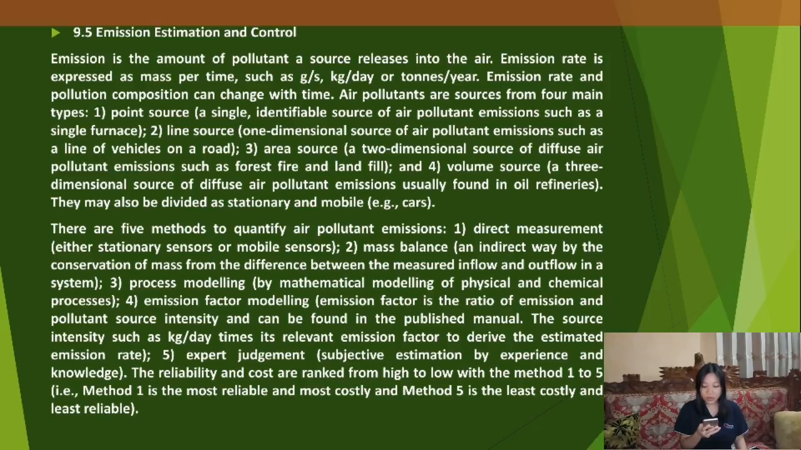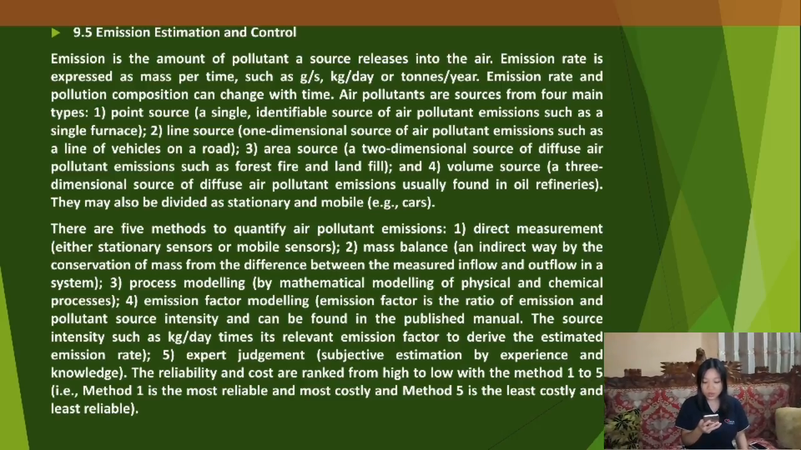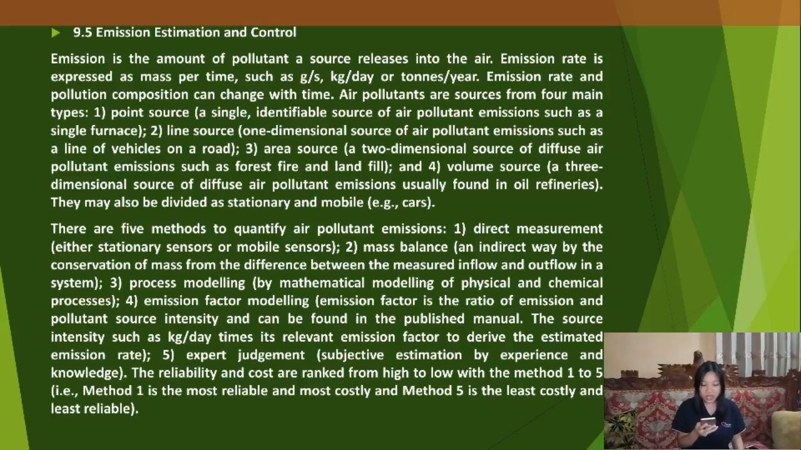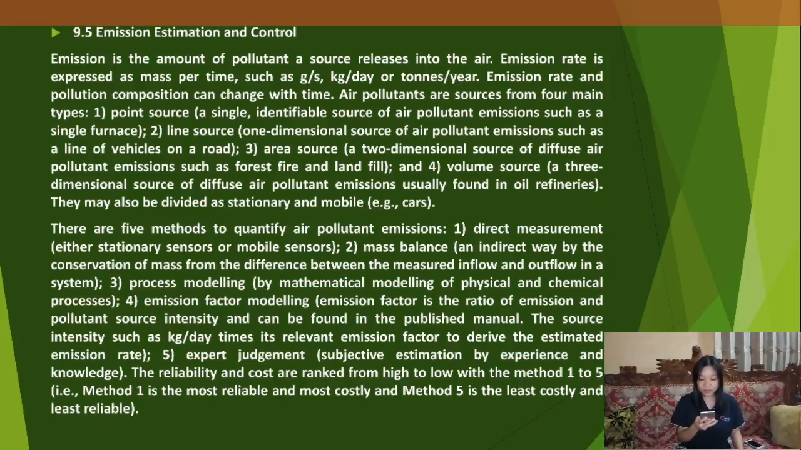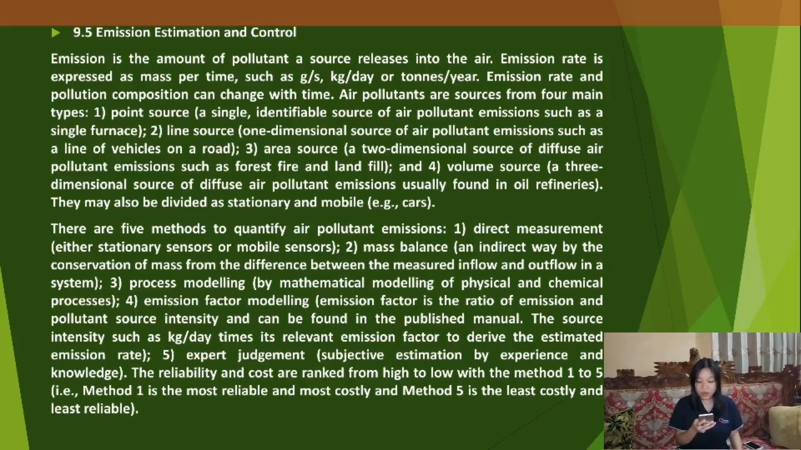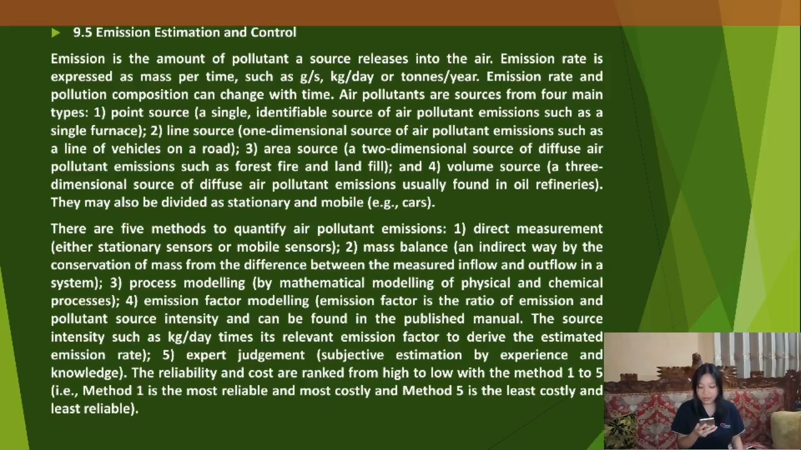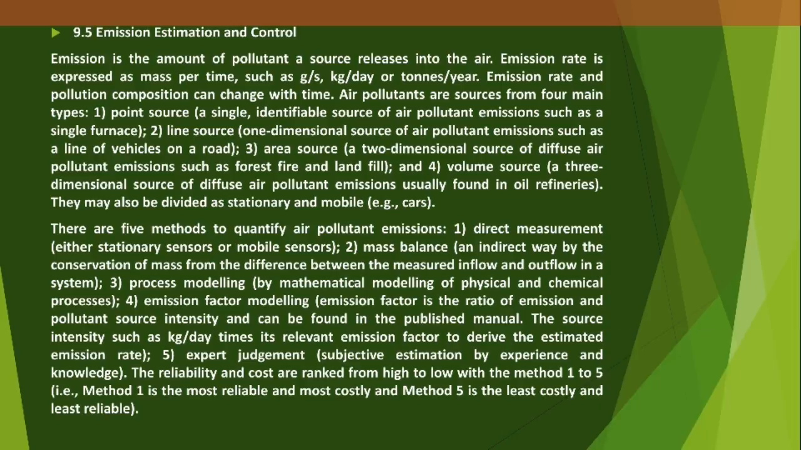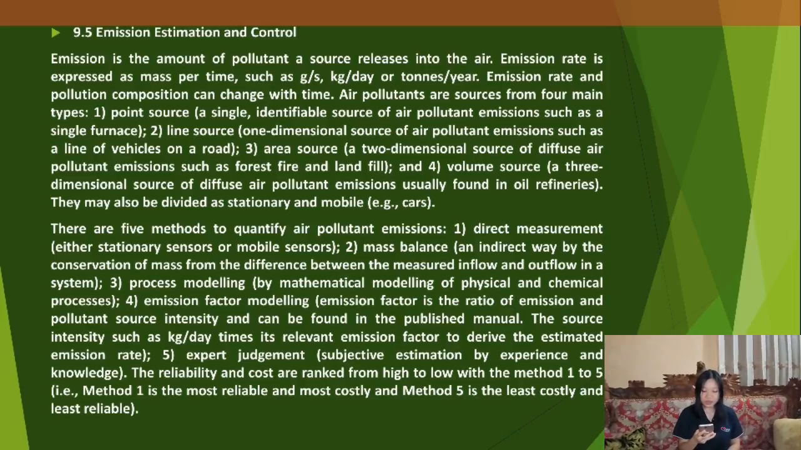3. Area source, a two-dimensional source of diffuse air pollutant emission, such as forest fire and landfill. And 4. Volume source, a three-dimensional source of diffuse air pollutant emission, usually found in oil refineries. They may also be defined as stationary and mobile, e.g., cars. There are 5 methods to quantify air pollutant emission.